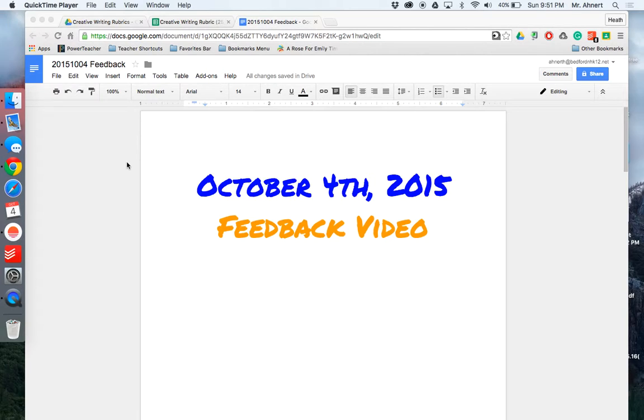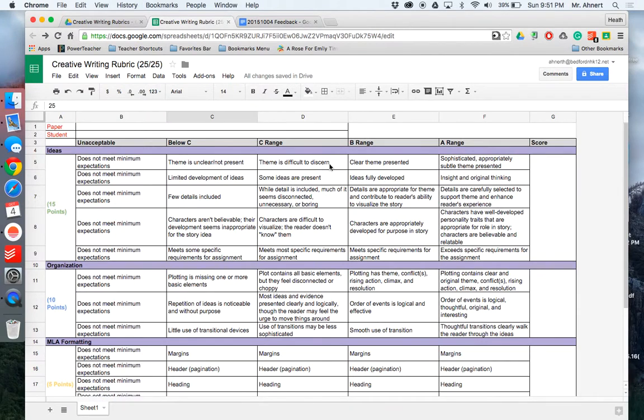Today in class, you should be doing your second set of Critical Friends groups in order to get feedback from your peers on your character-based rough draft. Also, you now have feedback from me on your very first story, and you get feedback using the creative writing rubric. So the thing I want to start with is just helping you understand what's on the rubric a little bit.